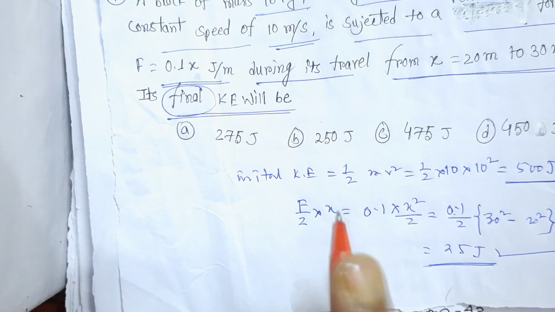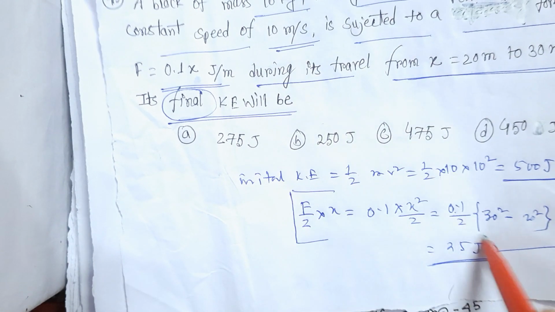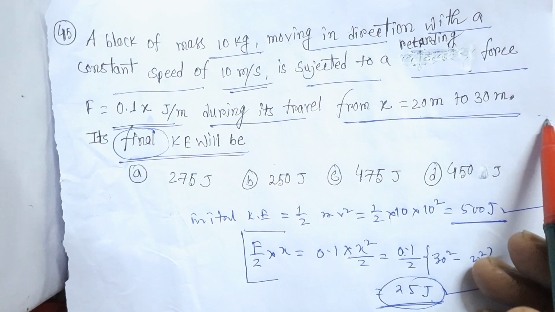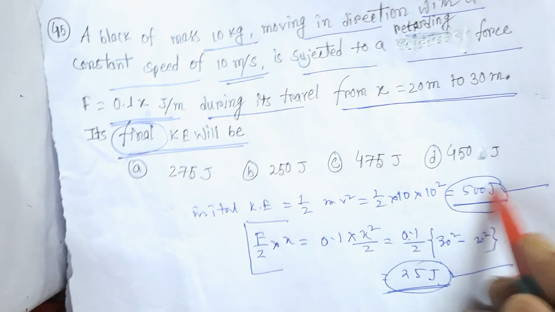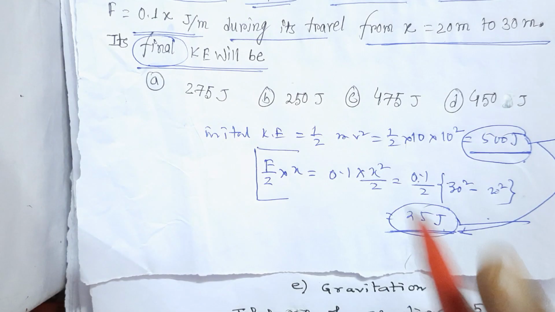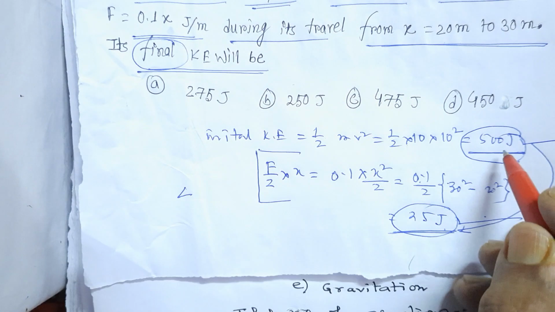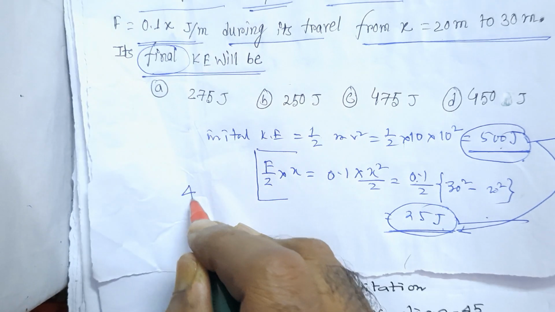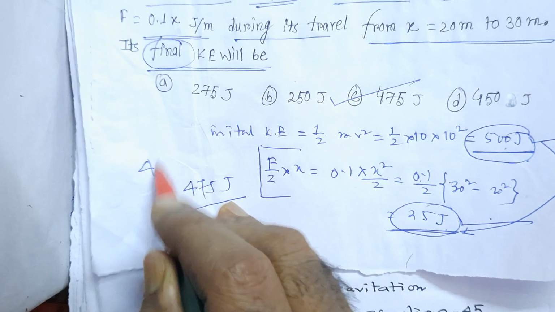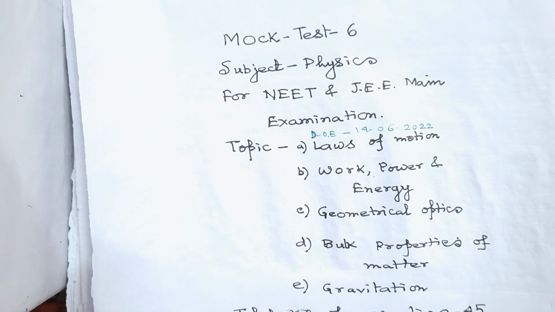So the work done against the retarding force is 25 joule when the body is displaced from 20 meter to 30 meter. Initial kinetic energy was 500 joule, so there is a reduction of kinetic energy of 25 joule. Now the final kinetic energy is 500 joule minus 25 joule, that is 475 joule. The correct option is C. The correct option for question number 45 is C. So that is the end of our descriptive type discussion of the answers.